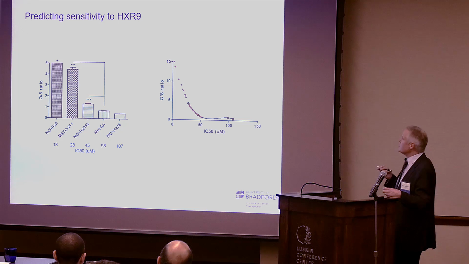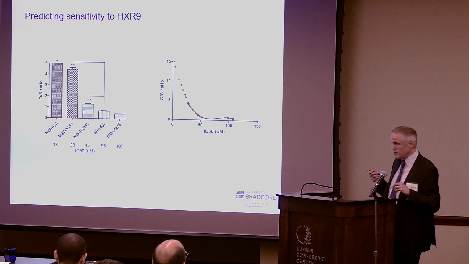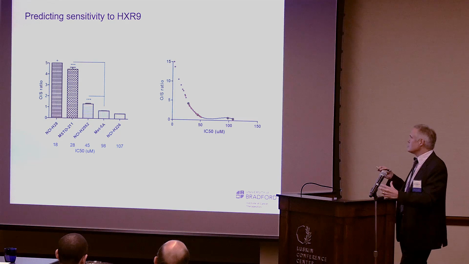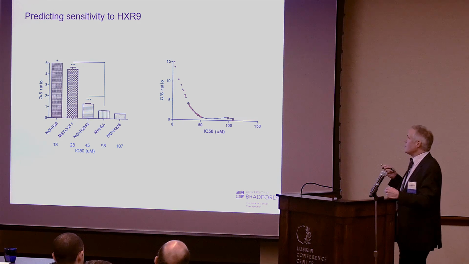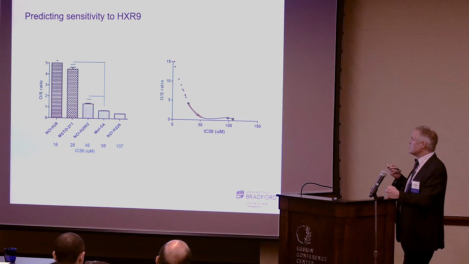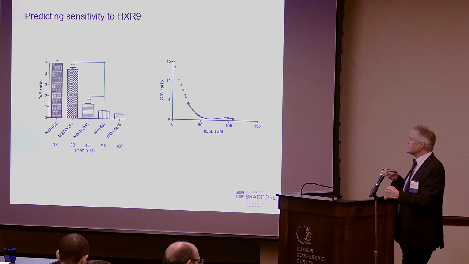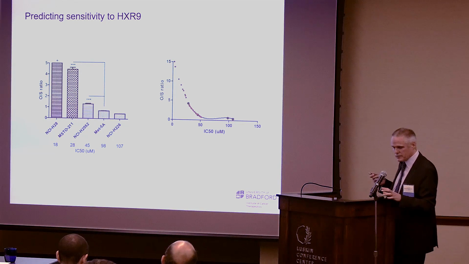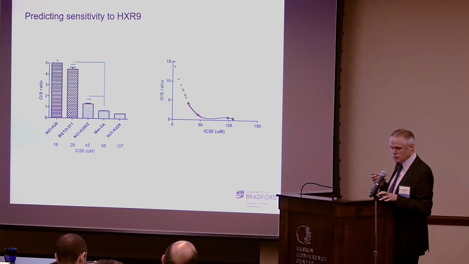And what we've done is we've looked at a subset of these HOX genes in the tumours, and we've asked, is there a relationship between the expression of these HOX genes and the sensitivity of tumour cells to HXR9? And again, cutting quite a long story short, the answer is yes, there's a very strong relationship between sensitivity to HXR9 and the expression of this subset of HOX genes. So it implies that there's a way of predicting which patients will best respond to the treatment.